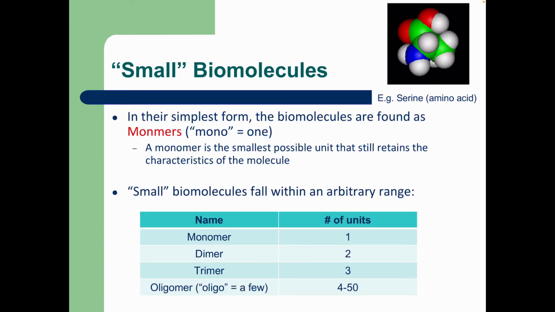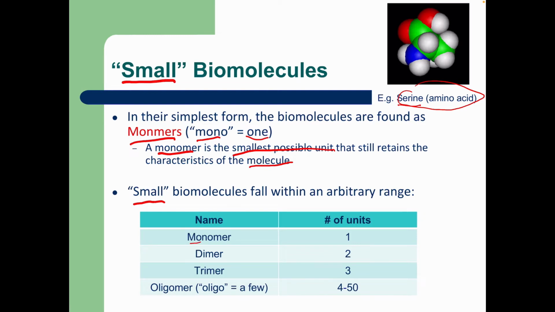So now we take a look at small biomolecules. Again, we talked about serine, which is just one amino acid, so it's quite small. In the simplest form, biomolecules are found as monomers. Mono equals 1. A monomer is the smallest possible unit that still retains the characteristics of the molecule. So it's still serine, but it's the smallest version. Small biomolecules fall within arbitrary ranges, so there are several different categories.